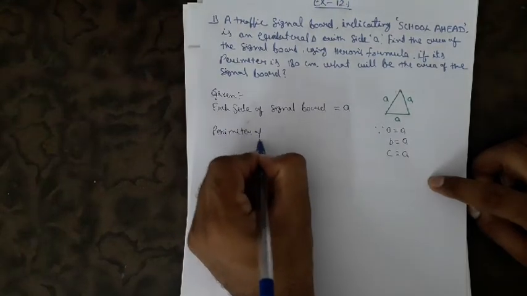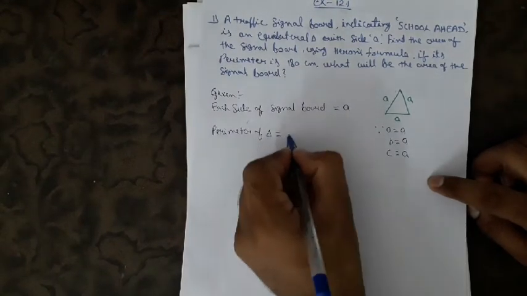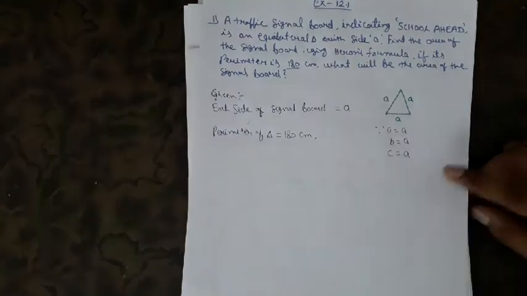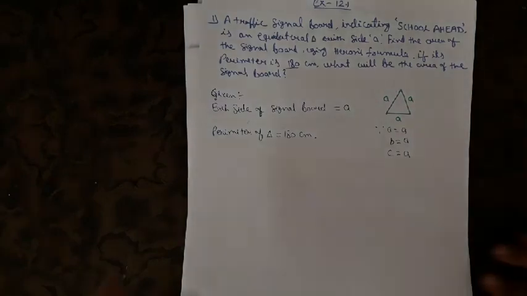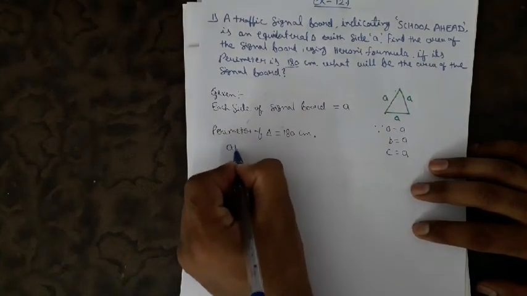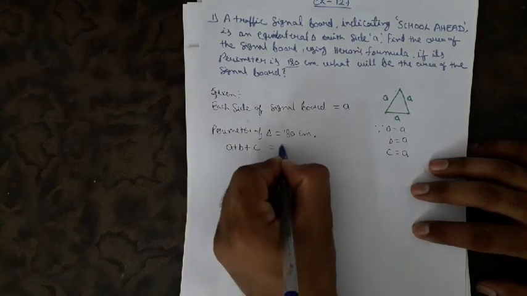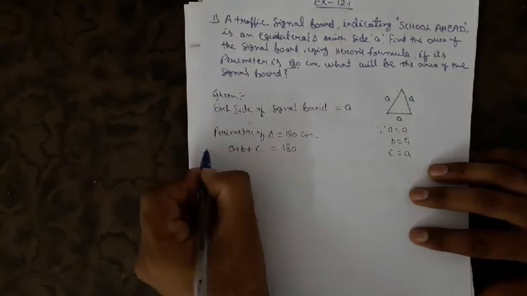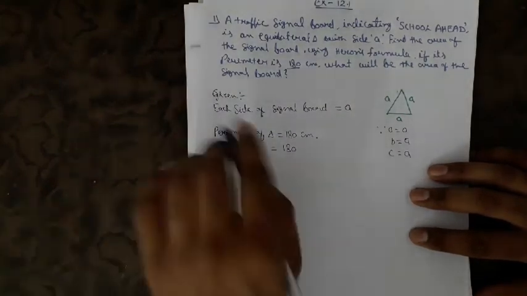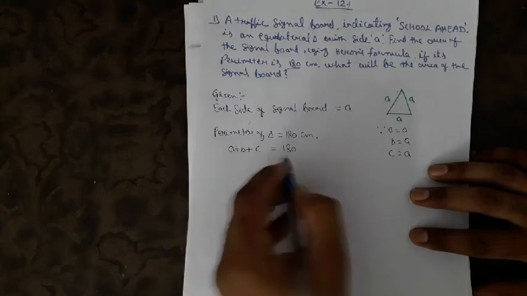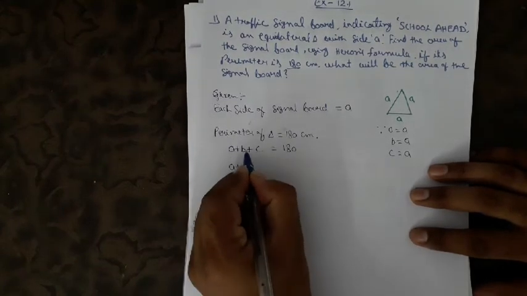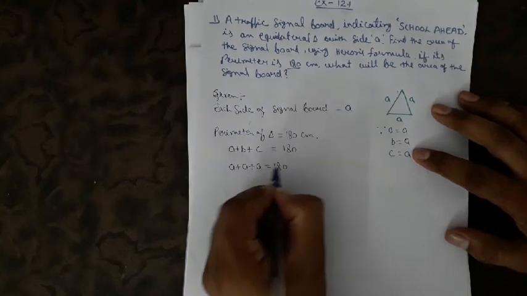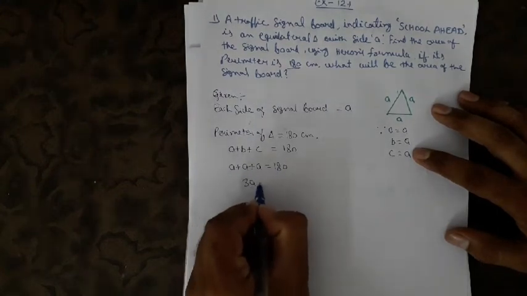Perimeter of the triangle or signal board, it is given how much? 180 centimeter. As we know, perimeter of a triangle means the sum of all sides, which is denoted by A plus B plus C equals 180. One more thing, perimeter can be denoted by 2s. Before that I am solving it: A as it is, instead of B and C we put A and A. So A plus A plus A would be 180. Then you know that it becomes 3A equals 180.